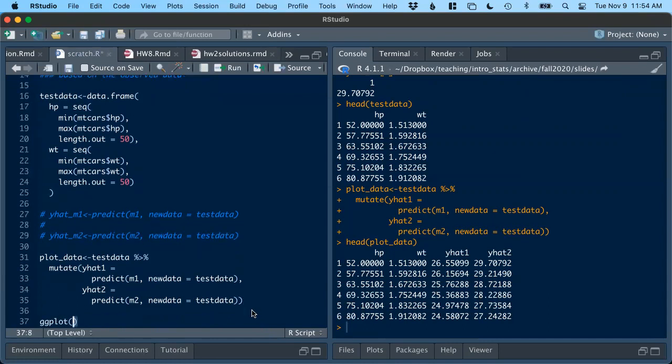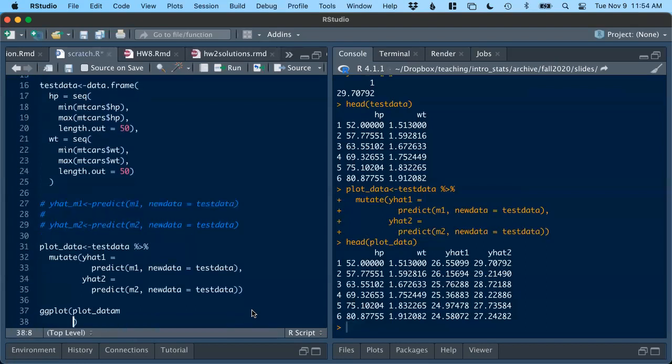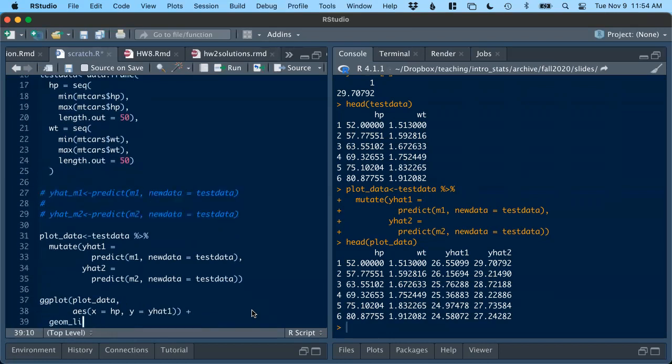So what we can do from here is a really simple ggplot, where we take as our data plot data, our aesthetics. Let's start with plotting out the horsepower predictor because that is active in both models. So we'll say X equals HP. What's Y going to be equal to? Start with Y hat 1. And then let's draw a geom line.